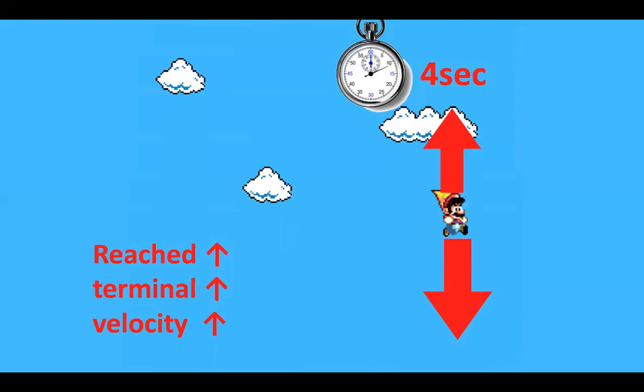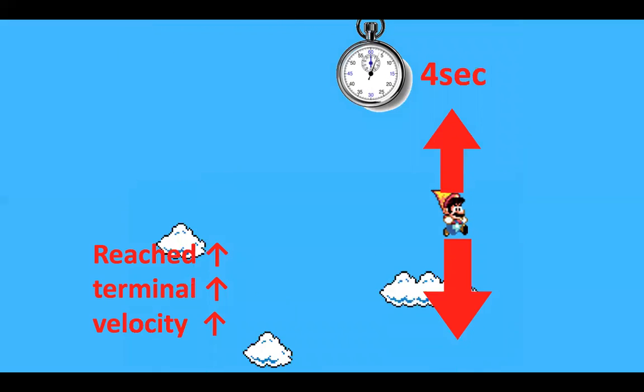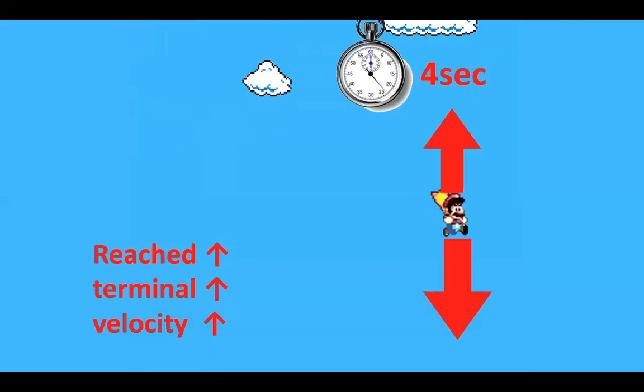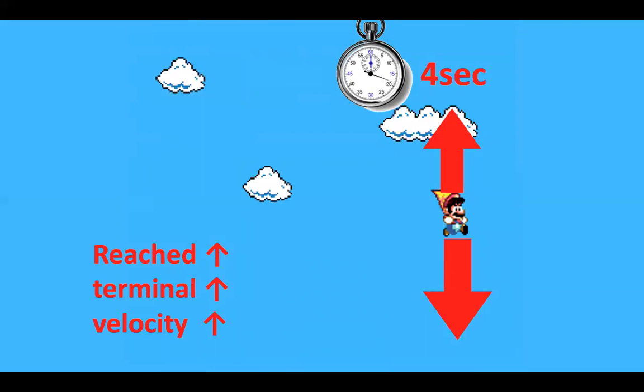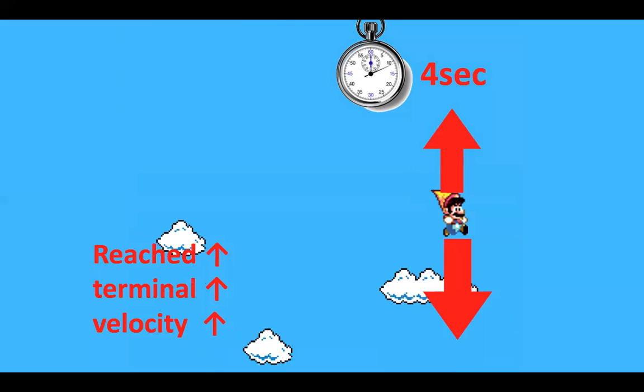Now, it looks like parachute Mario goes up when he opens his parachute. Well, in actual fact, that's not the case. What happens is that non-parachute Mario increases his speed downwards, whereas parachute Mario slows down. So it looks like parachute Mario travels upwards. In fact, he doesn't. It's just a sort of weird optical illusion.